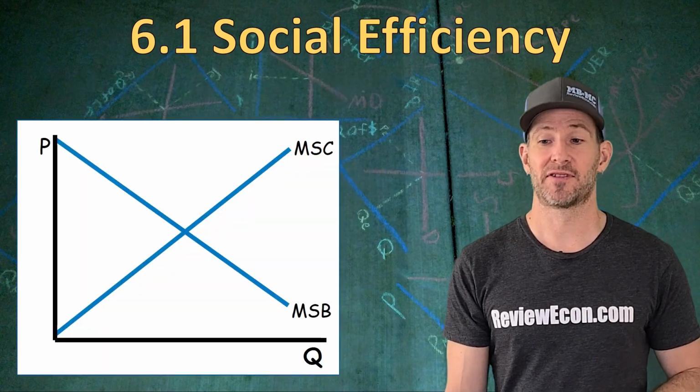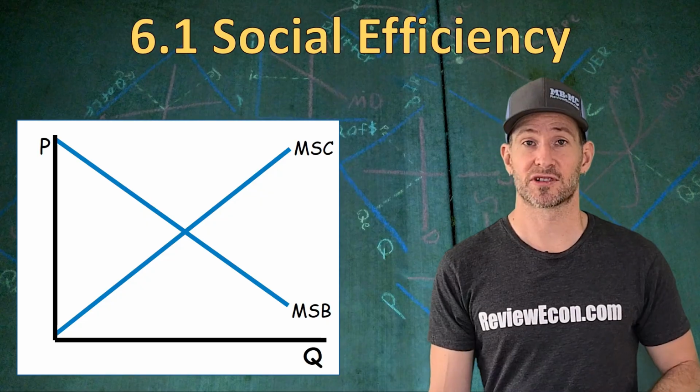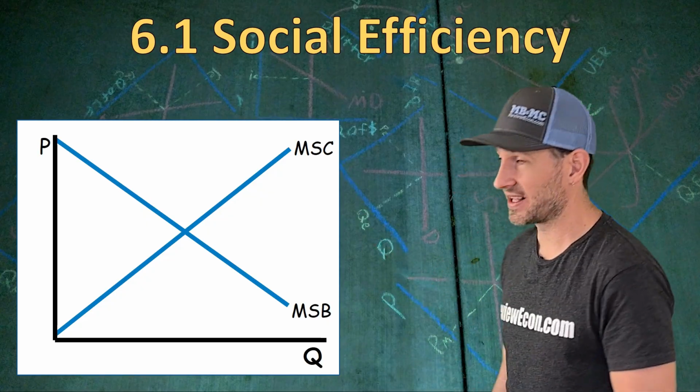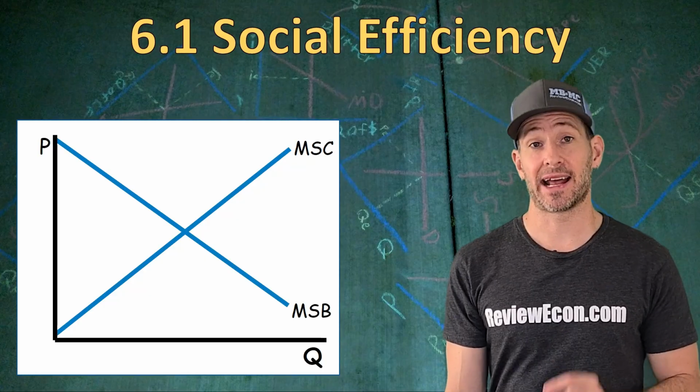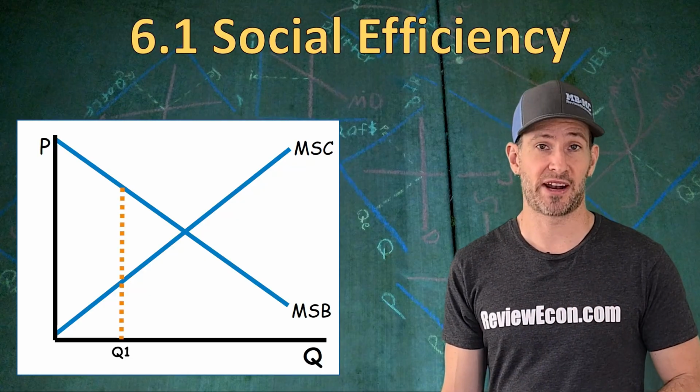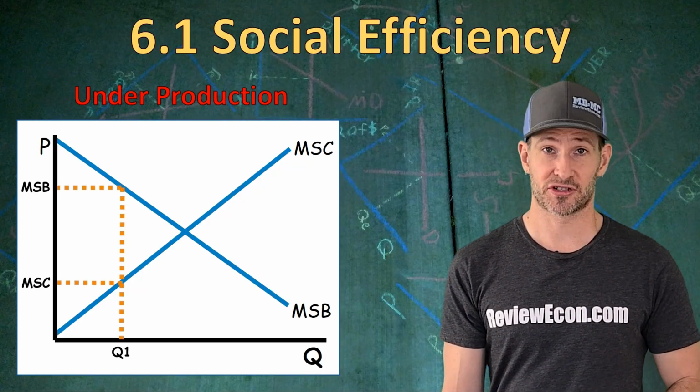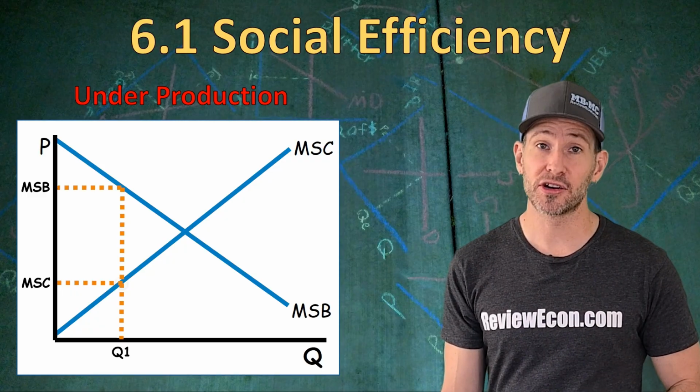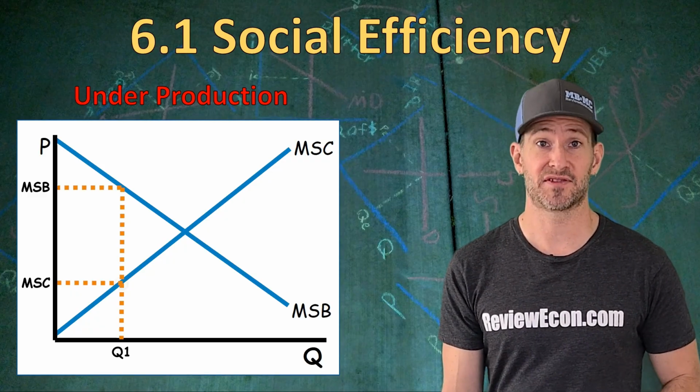Here's what it looks like on the graph. We have our marginal social cost that's upward sloping. We have our marginal social benefit that's downward sloping. And we can see that at low quantities, the marginal social benefit of this product is greater than the marginal social cost. That means we are underproducing this product and we're going to have some deadweight loss.